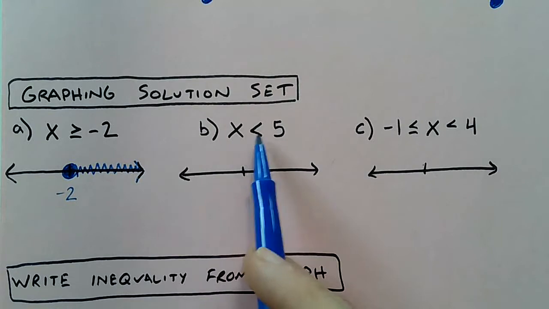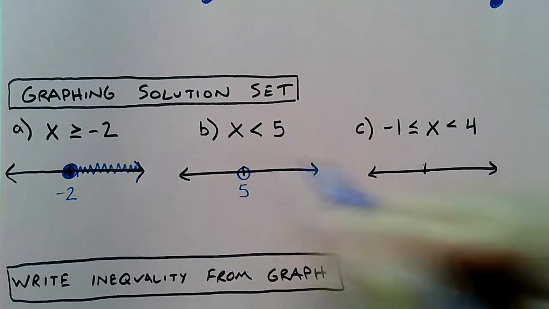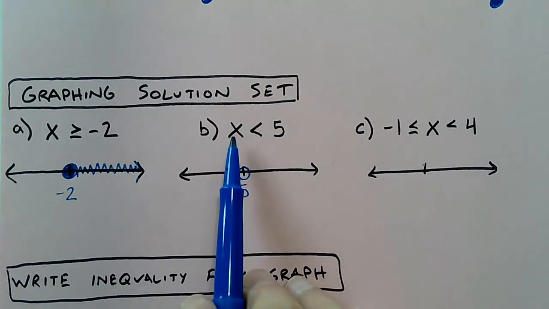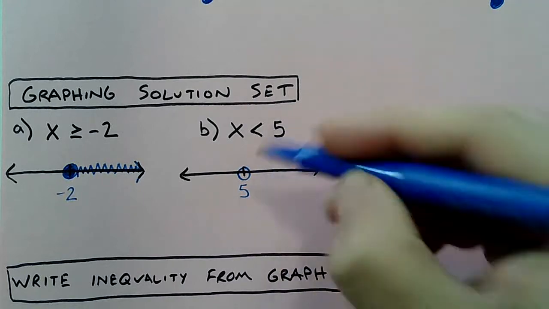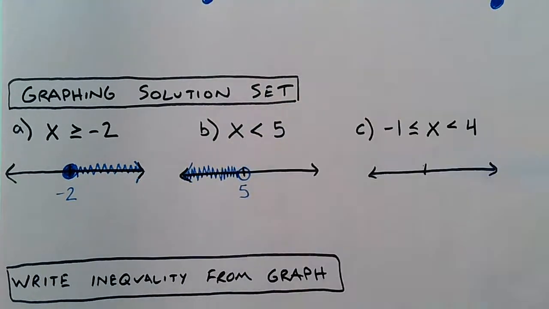B, x is less than 5. Boundary number 5. Open circle because it doesn't include 5. And where are the x values less than 5? To the left. Those values are less than 5.